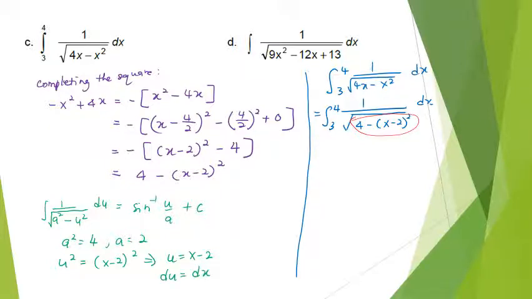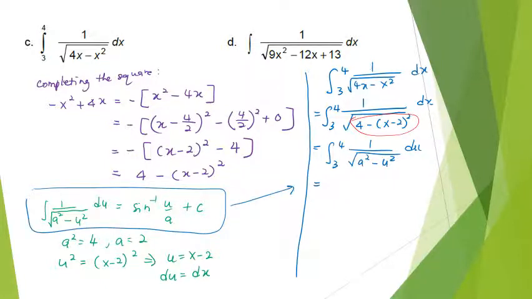Okay, so substitute balik dalam kita punya integration form from 3 to 4, 1 over square root a square minus u square du. So yang ni dah dapat yang ni. Okay, so masuk je lah. Okay, dia adalah sin inverse u over a, tak ada plus c, from 3 to 4.